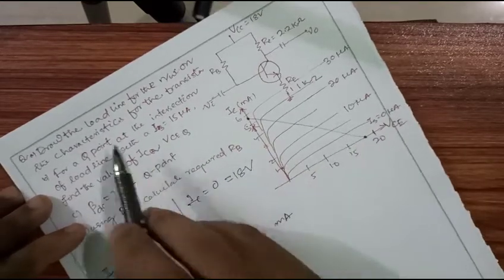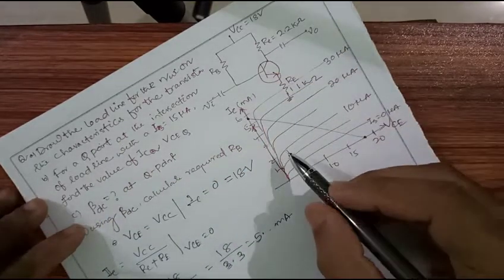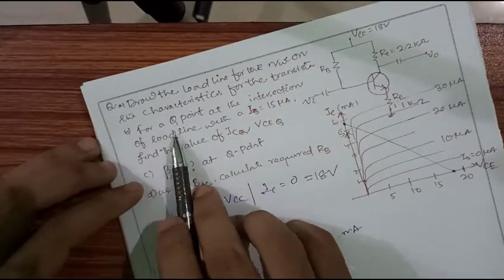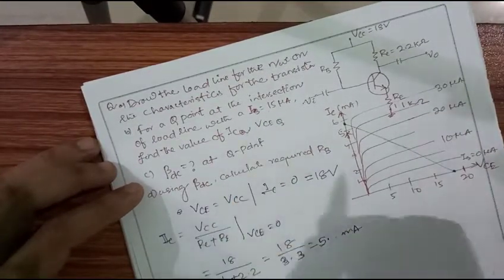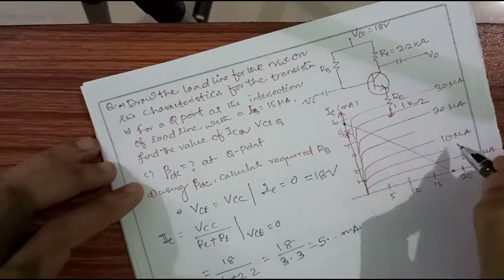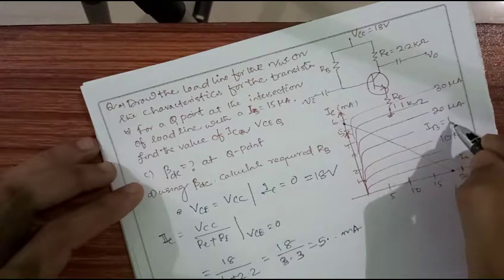So what will I get? I will get the load line. That is for the first half, it is given. Okay, so this is the load line. Now in the second part, it is asked for a Q point at the intersection of the load line with IB equal to 15 microampere. It is given that these are the different IB values: 0, 5, 10. This is IB equal to 15 microampere.